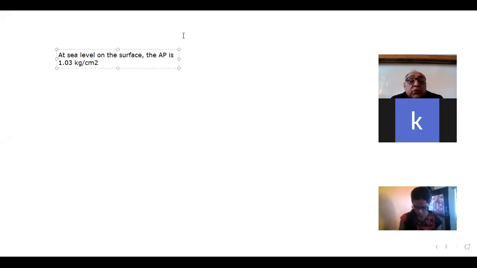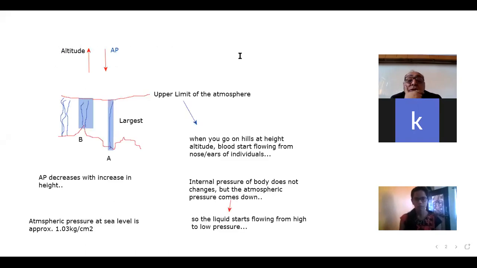Now the next thing. I have told you that at sea level on the surface, the atmospheric pressure is 1.03 kilogram per centimeter square. I am showing you the previous slide. Should I move further? Karthik, tell me.